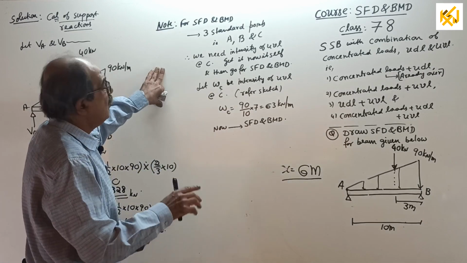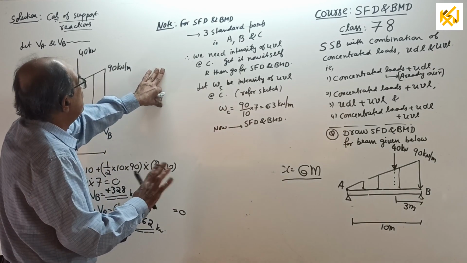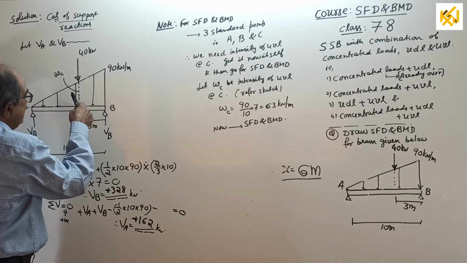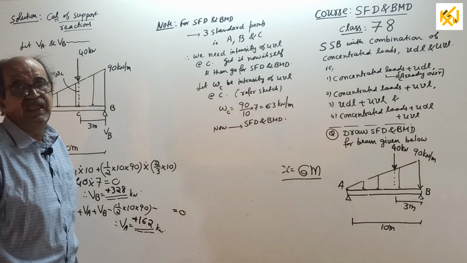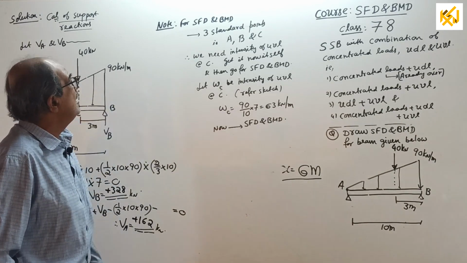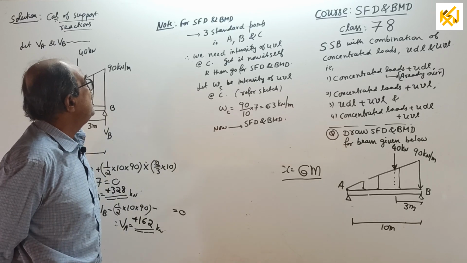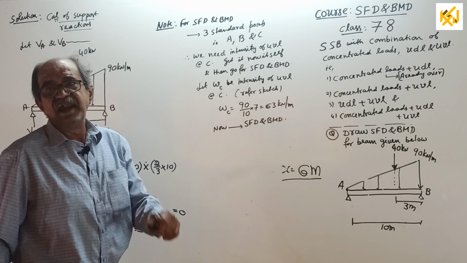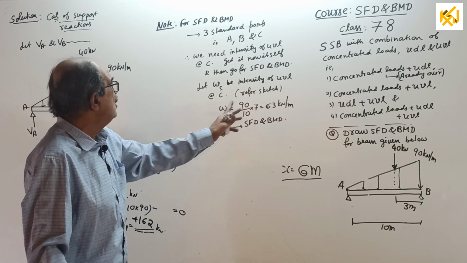Okay, start. Now, before going further, don't go to SFD BMD. Here A, B are the standard points. Even C also is a standard point. Why? That is where the point load is. Therefore, to draw SFD BMD, there are 3 standard points, A, B and C. So, we need the intensity of UVL at C. Get it now itself and then go to SFD BMD.